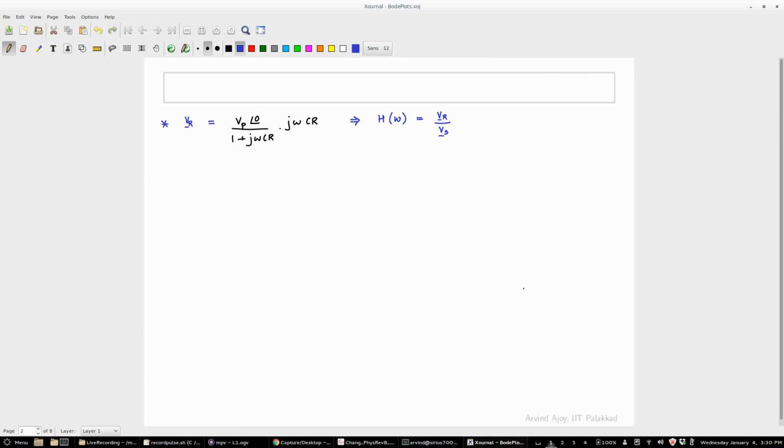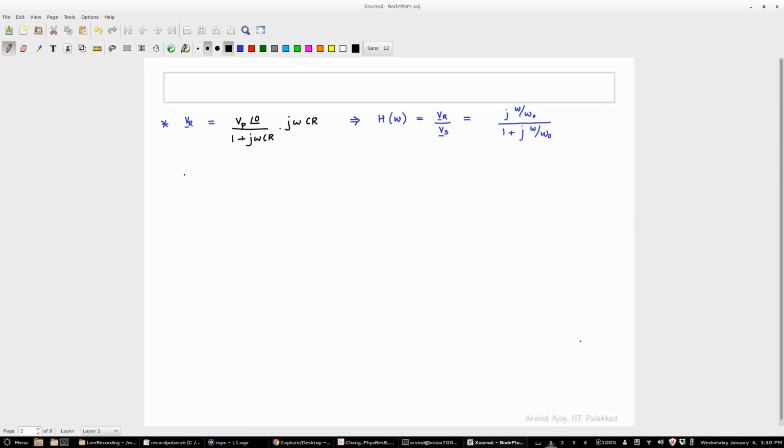Okay. So I had VR as being equal to this guy, correct? Which means that if I were to define a transfer function H of omega, which let me define as VR divided by Vs, both VR and Vs are the phasor quantities, then this quantity is nothing but j omega by omega 0 divided by 1 plus j omega by omega 0.